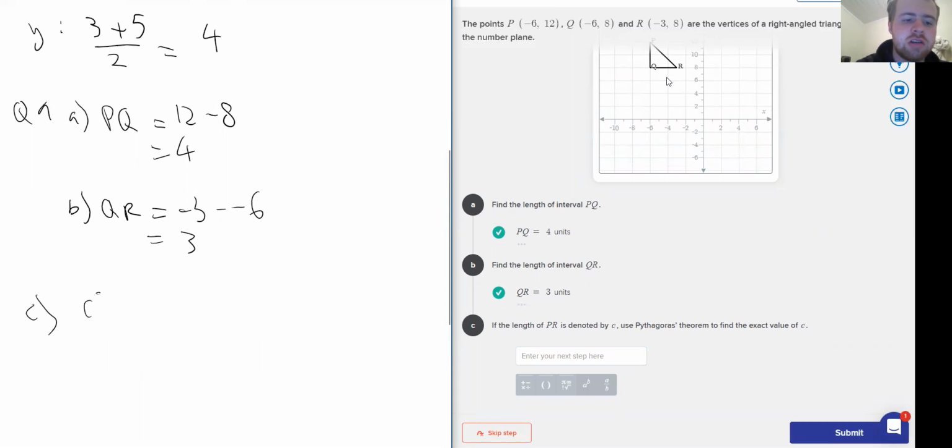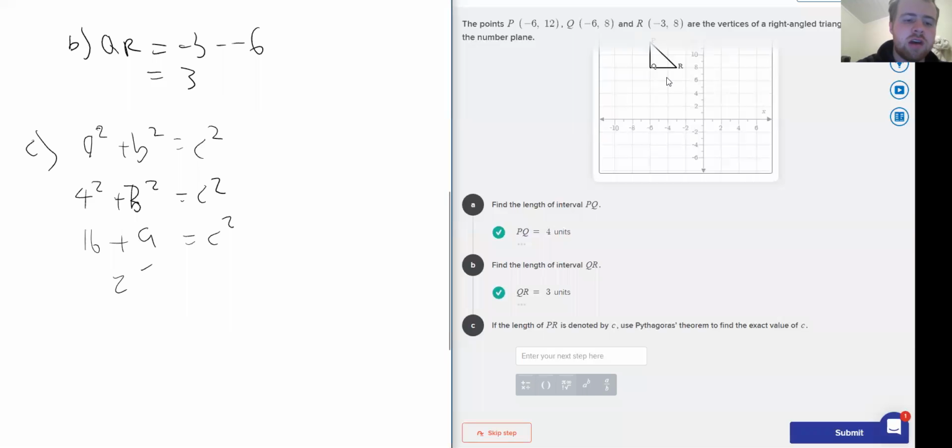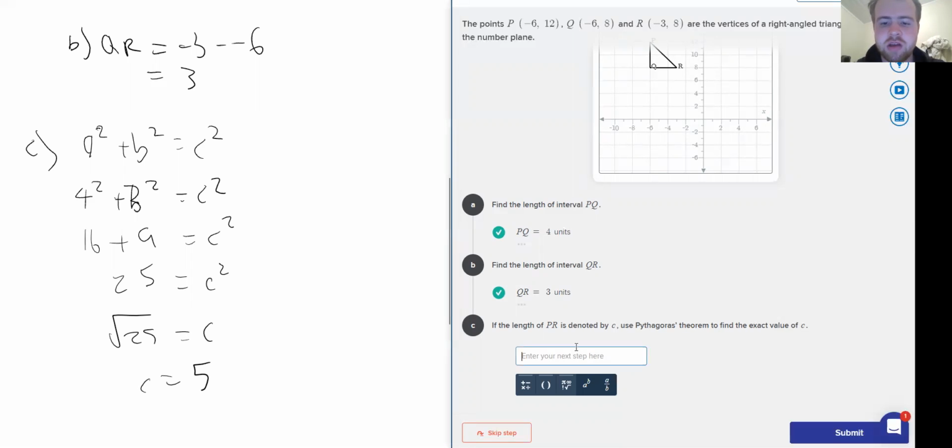So Pythagoras' theorem: a squared plus b squared equals c squared. We know a squared, we can just make that 4. We can make b squared 3, equals c squared. So it's 16 plus 9, which is 25 equals c squared. And then the square root of 25 equals c. C is 5. So then we can just pop our value of 5 here. See how we went.